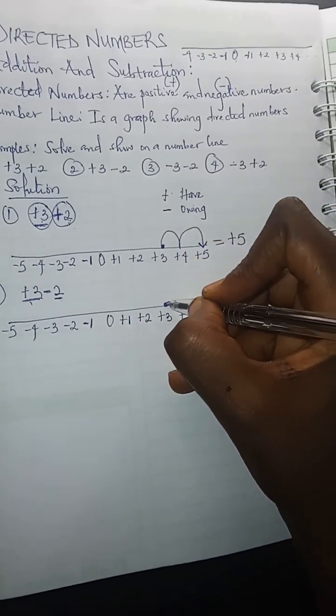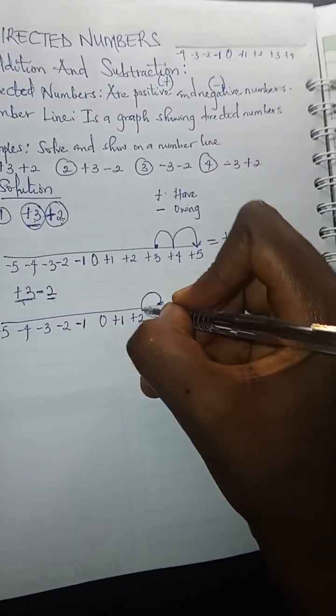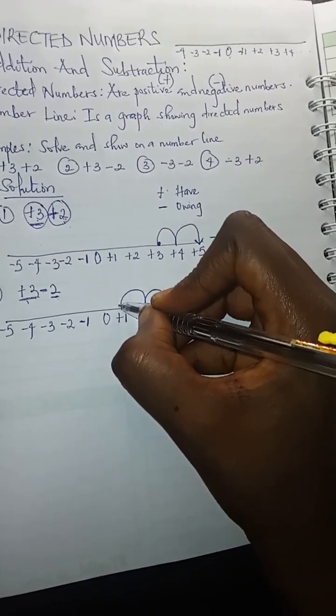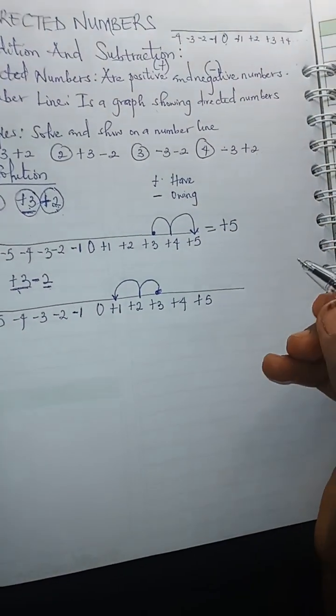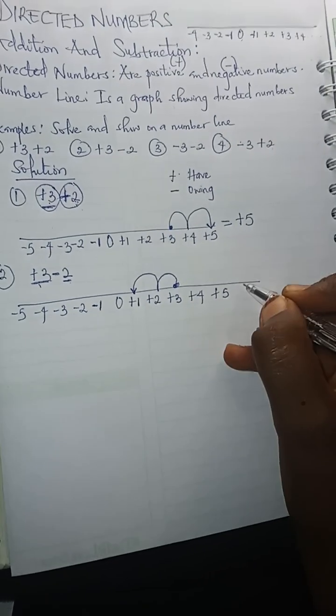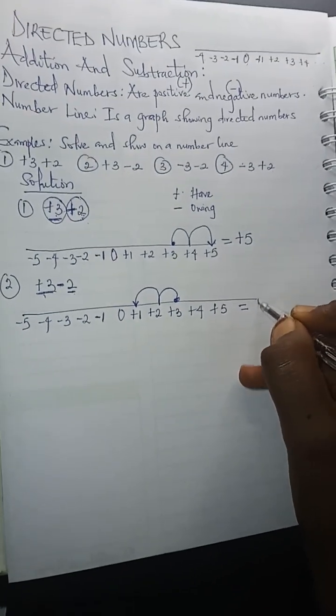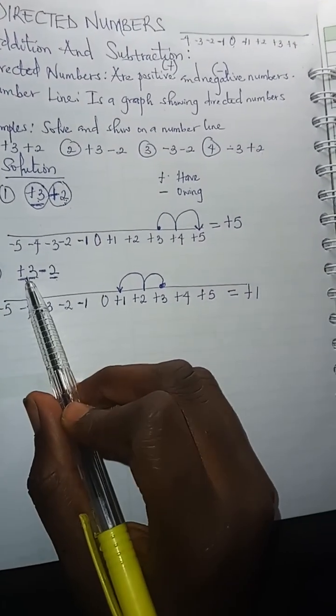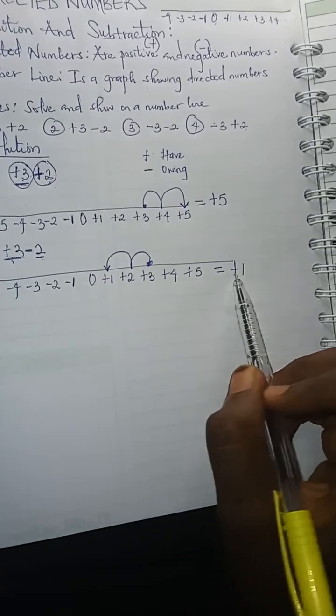So this is plus 3. So let's move 1 and 2. So we stopped at what? At plus 1. So that means our answer for this graph here is plus 1. That means plus 3 minus 2 gives us plus 1.